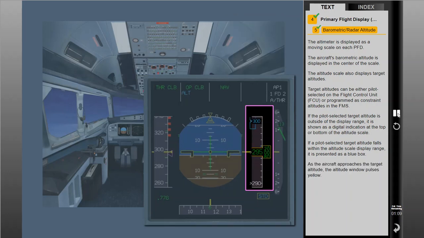As the aircraft approaches the target altitude, the altitude window pulses yellow. If the aircraft deviates from the target altitude, the altitude window pulses amber.